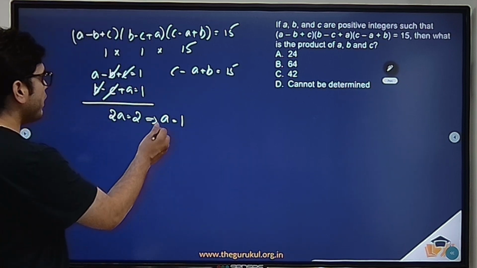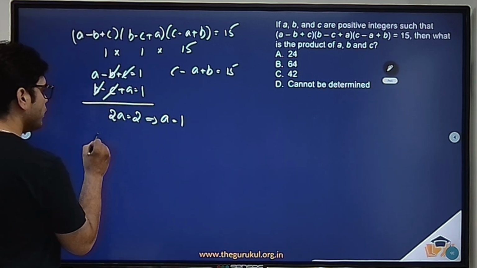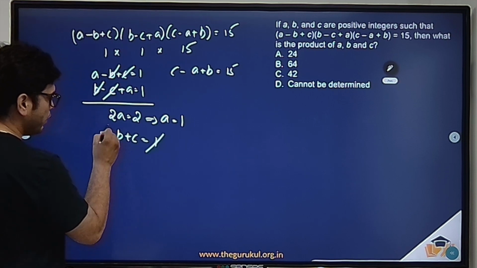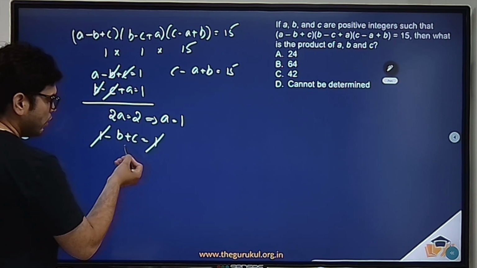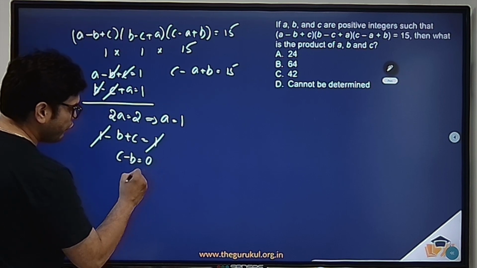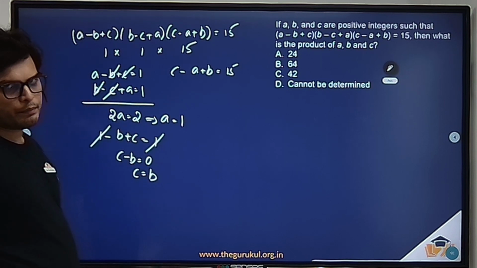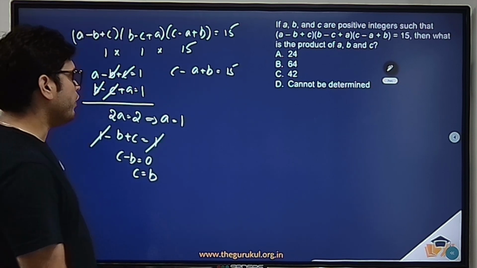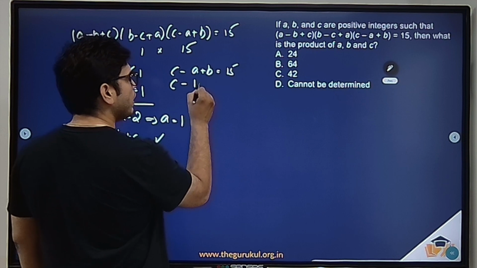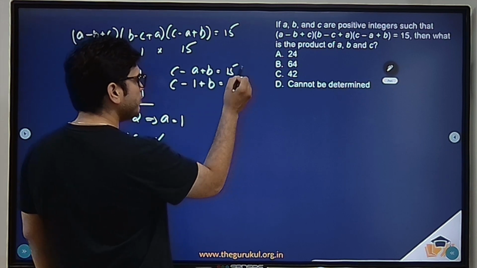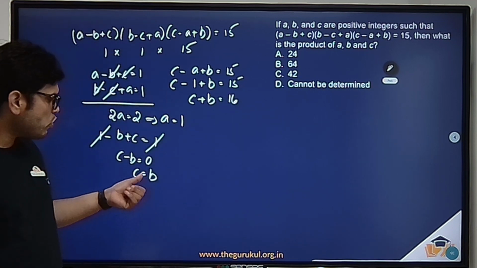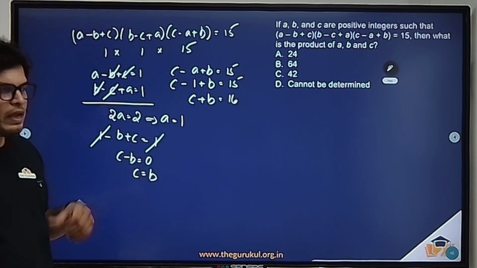Right. Now if A is equal to 1, if I substitute that here, 1 minus B plus C is equal to 1. I can cancel 1 on both sides. C minus B is equal to 0, or C is equal to B. Now C minus A plus B is equal to 15, so C minus 1 plus B is equal to 15. So C plus B is equal to 16. Now we also got that the values of C and B are same.